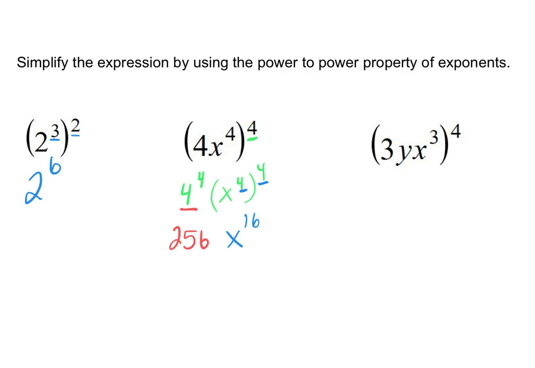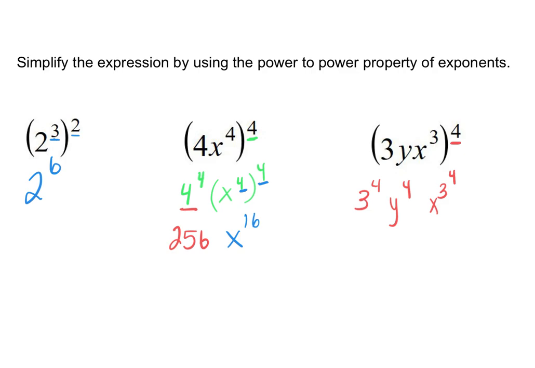In my last example, I have 3y x to the 3rd power, all of that raised to the 4th power. So this really means we're going to take that 4 and distribute it to every single part. So the 3 gets the exponent 4, the y gets the exponent 4, and then x to the 3rd gets the exponent 4 as well.